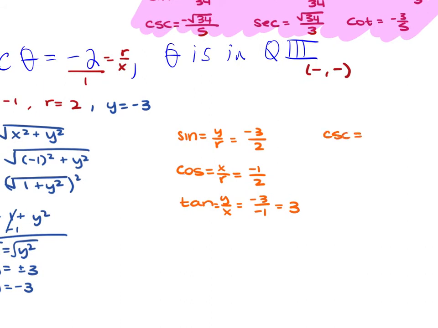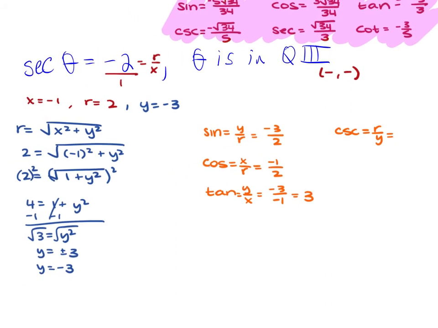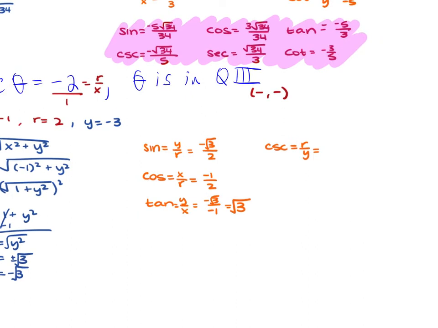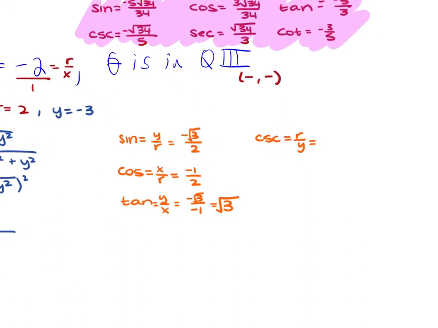Cosecant is r over y. Wait, that's not the square, it's the square root of 3. I'm sorry. This is the square root of 3, negative square root of 3. Okay. So cosecant is r over y, r we said was 2, y is the negative square root of 3. To rationalize this, we're going to multiply top and bottom by the square root of 3. So this is going to give us negative 2 square root 3 over 3.